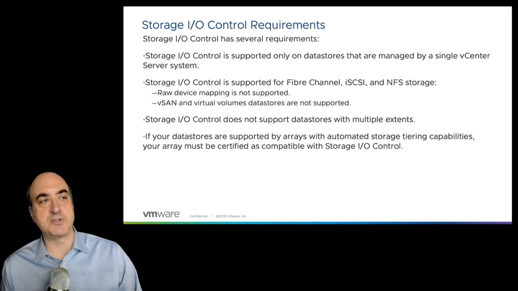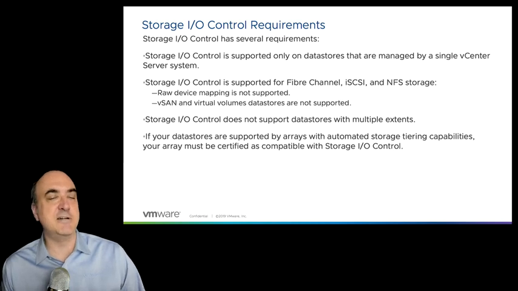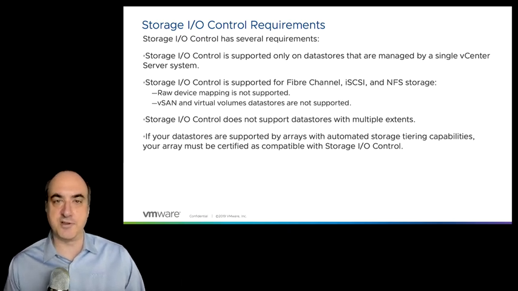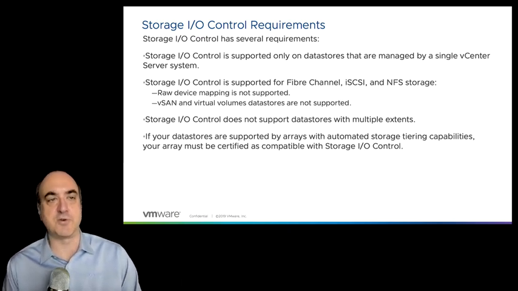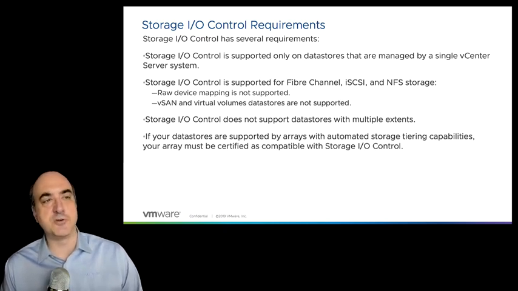So, prerequisites. Storage IO control is supported only on data stores that are maintained by a single vCenter system, right? Because basically what we've done with storage IO control is we put vCenter in charge of all the IO across all the hosts that are trying to access the same data store. Having two vCenters would cause some problems there, right? We need central management. Storage IO control is supported for Fiber Channel, iSCSI, and NFS storage, right? It's basically VMFS or NFS when they're on a SAN, right?